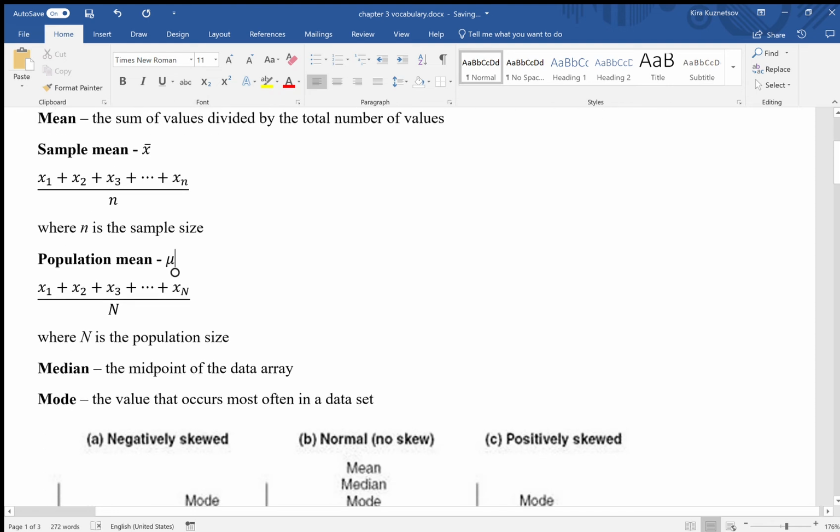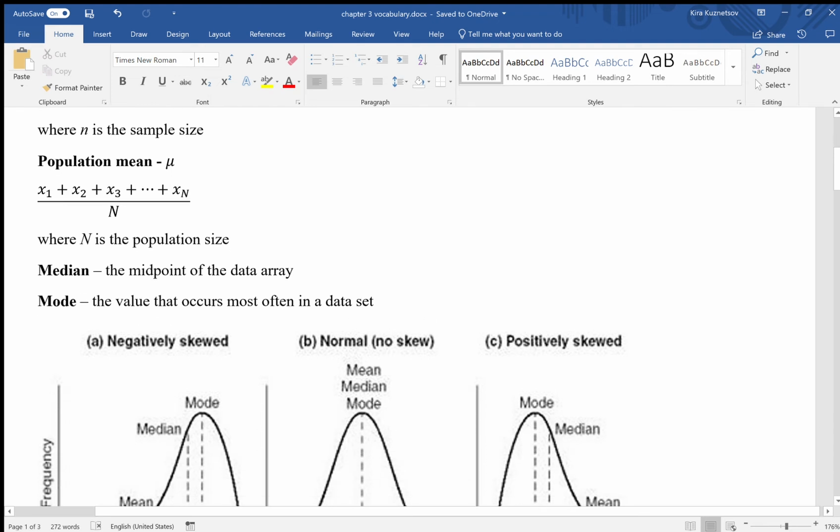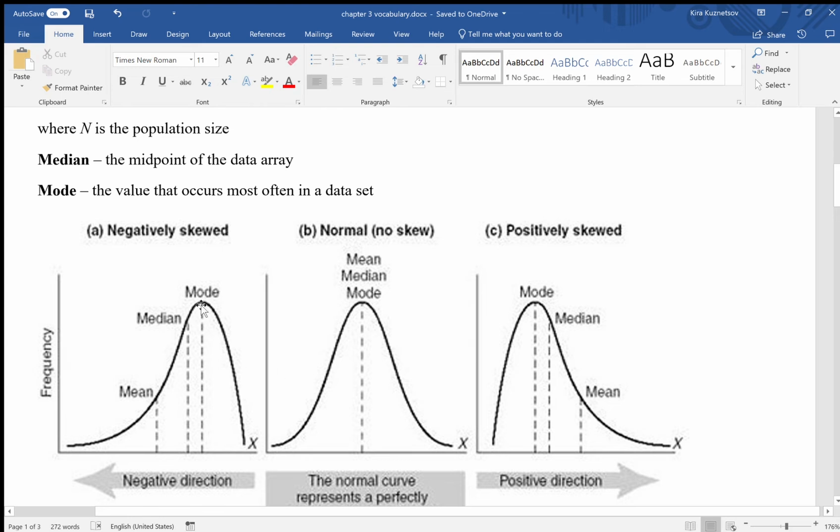Now, a median is the midpoint of the data array. If you put them all in order, the one that's exactly in the middle, that's called a median. If you have an even number of data points, you take the middle two and you take an average between the two. This is how you find a median, but all of this is going to be done with our calculators. The mode is the value that occurs the most often. The useful part about the mode is that it's the highest bar.